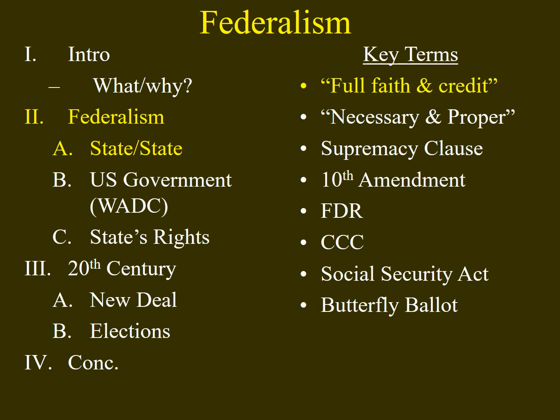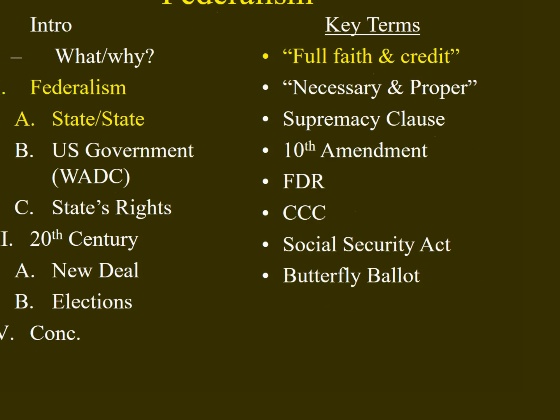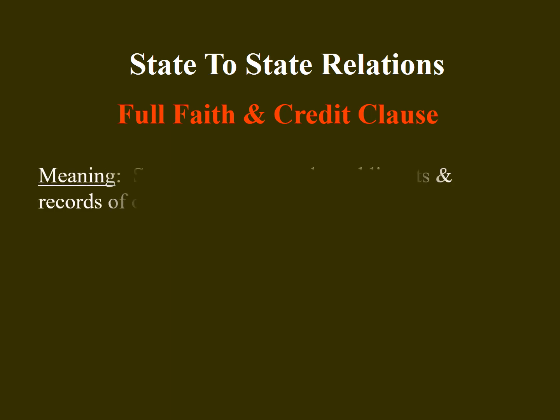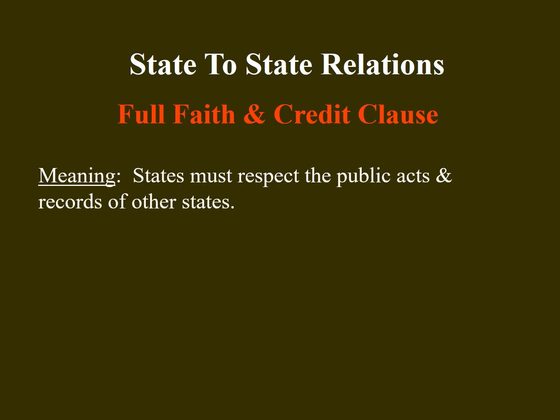Now that we've defined federalism, I'd like to show some examples of how it works, and we'll begin with how federalism shapes state-to-state relations. State-to-state relations are governed by a provision in the Constitution called the Full Faith and Credit Clause. First, I want to start with the meaning. Essentially, states are required to respect the public acts and records of other states. Below that, here you see a direct quote from the Constitution.